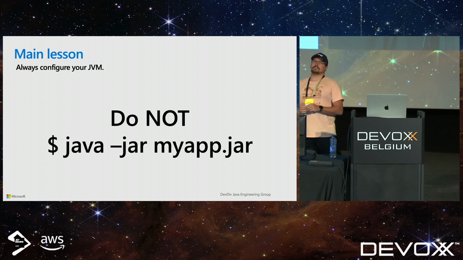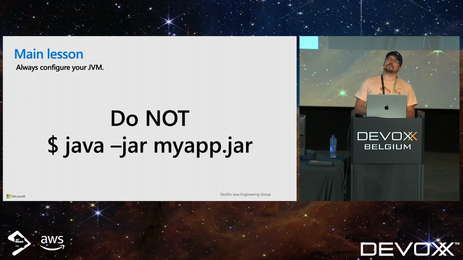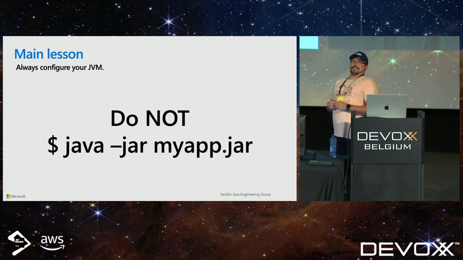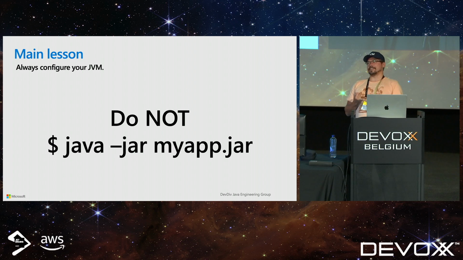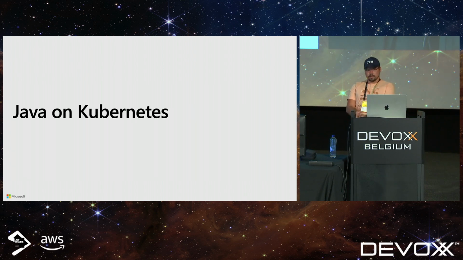Oh, yes. Do not Java-jar your app. Do not do this in production, okay? If you're doing this in production, most likely nobody knows what's going on. Nobody knows what is the heap size. Nobody knows what is the garbage collector. Nobody knows what is going on with your app. Always configure your JVM. We also saw this cool table about garbage collectors. And that is it.